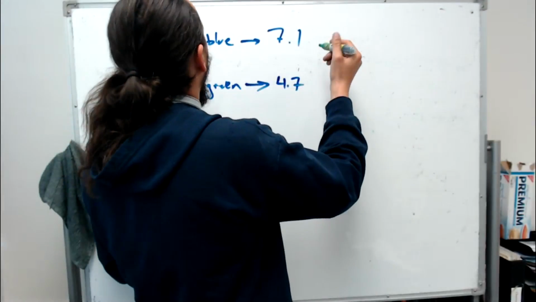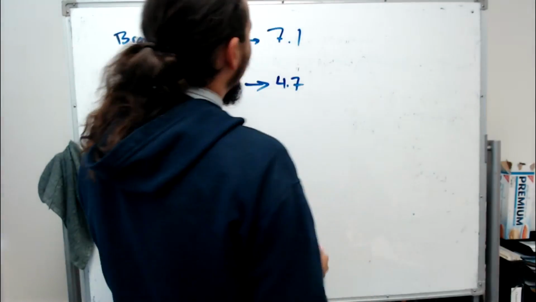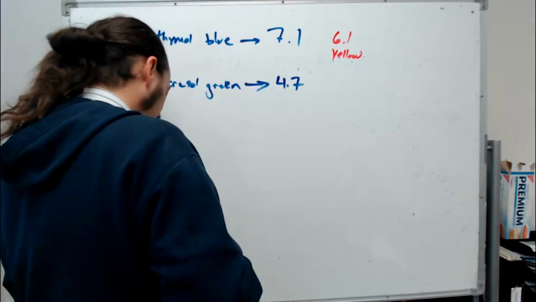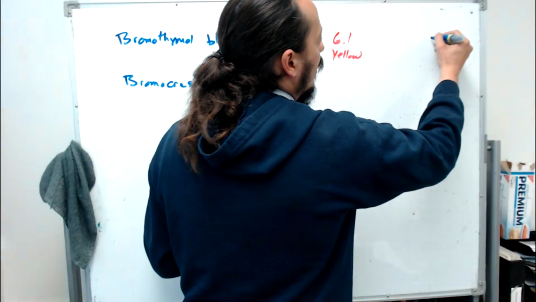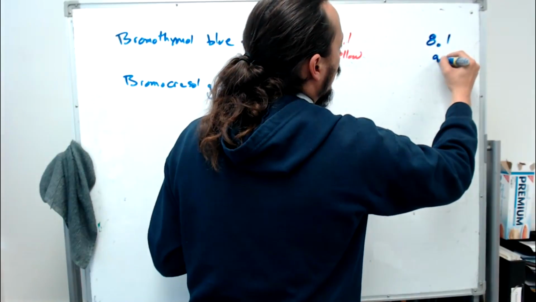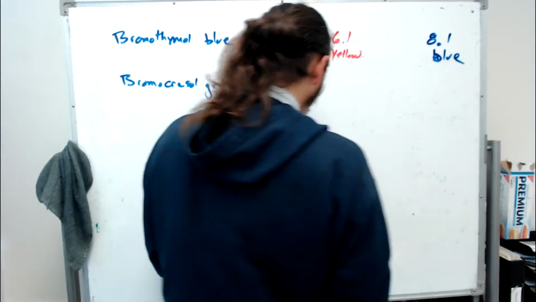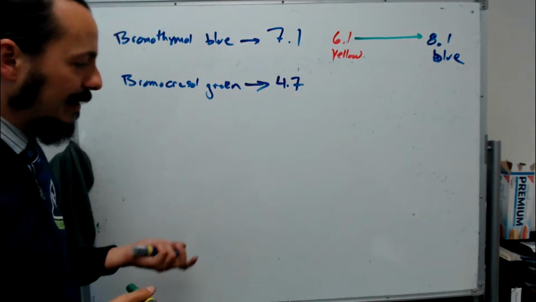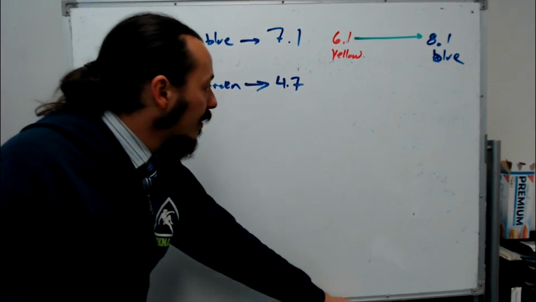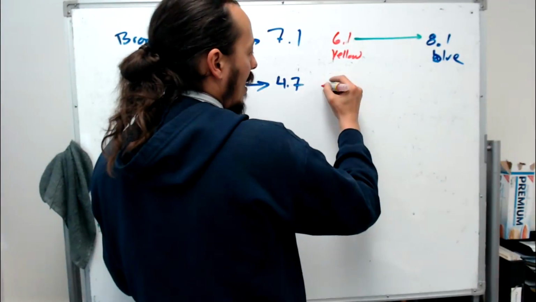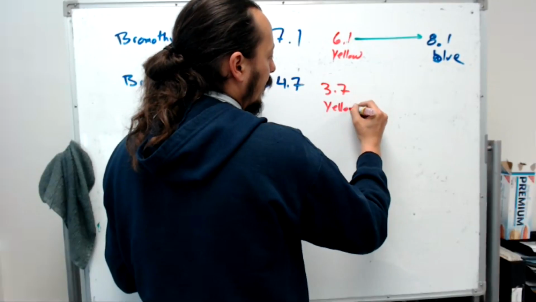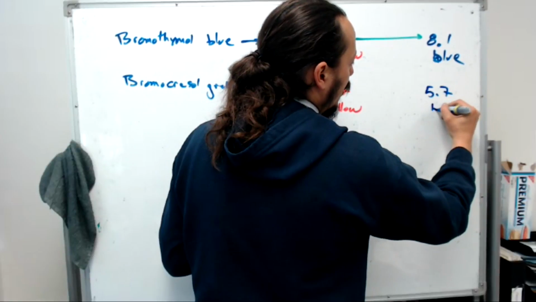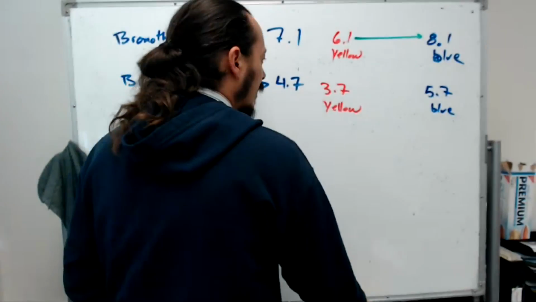So we can look at bromothymol blue, and we can say down at 6.1, it will be yellow. And if we go all the way up to 8.1, it will be blue. All through between there, it will be green. I don't have a yellow pen, so I use red. We can do the same thing here. If we're down at 3.7, we're going to be yellow. If we go all the way up to 5.7, it'll turn blue. Then all through the middle, it'll be green.